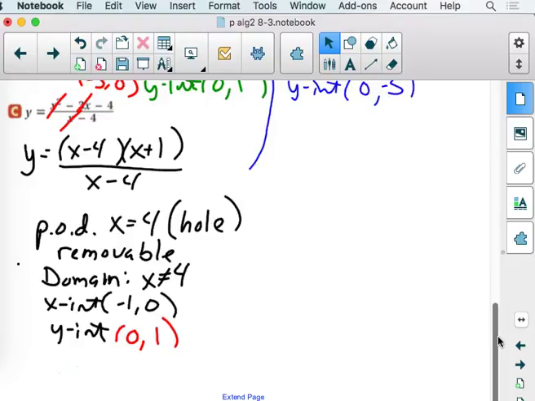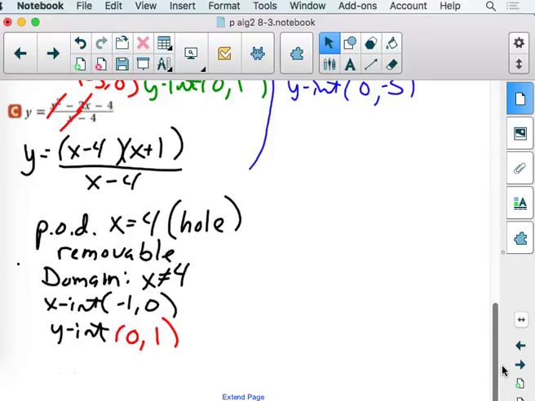How do you get the one? On y intercept, put 0 in here. This is -4. Put 0 in here. This is 1. -4 times -1 is -4. Why are we multiplying? Because that's what parentheses mean. 0 minus 4 is -4. So -4 over -4 is 1.